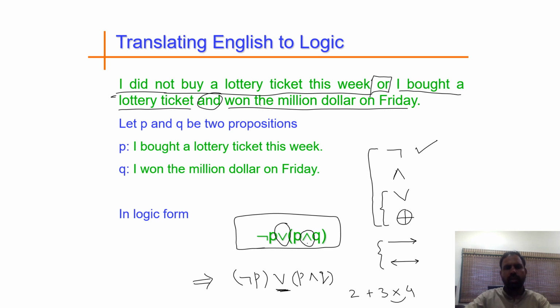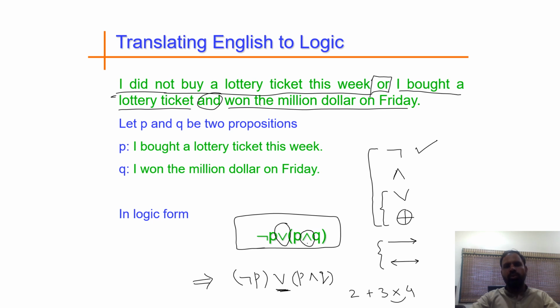Translating English to logic. I did not buy a lottery ticket this week, or I bought a lottery ticket and won the $1 million on Friday. Let P and Q be two propositions. P: I bought a lottery ticket this week. Q: I won the $1 million on Friday.